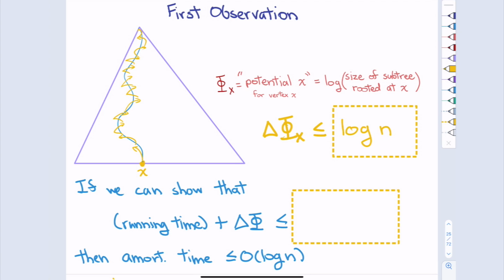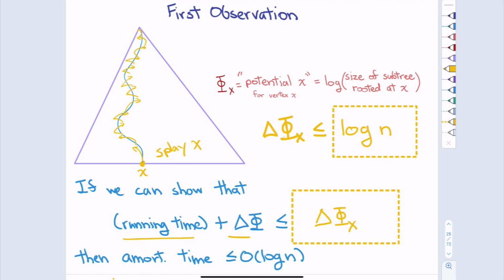Fine. But if I can get some kind of bound where I can show that the running time I spend plus the change of total potential, let's say I'm splaying x right now, I do one rotation at a time. If I can show that the running time plus the total change of potential is at most the change in the potential of x, then I can rely on the fact that the potential of x is also bounded above by log n and get a log n amortized time. So this will be made a little bit more clear in a second, but I'm just trying to foreshadow.